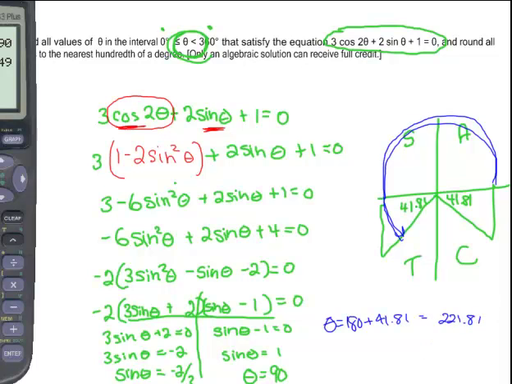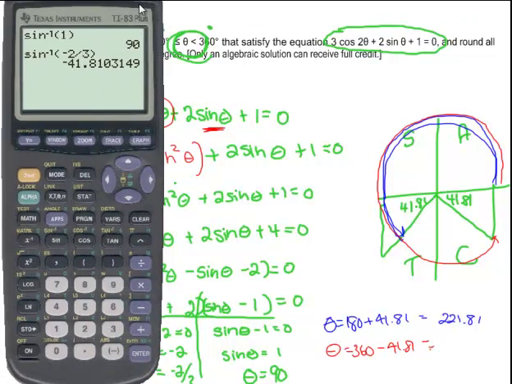But I still have one more. How far is this red arc? 180. Boom. I'm short 41.81 degrees from 360. So my other answer is 360 minus 41.81. And because I'm lazy, 360 minus 41.81 gets me 318.19.